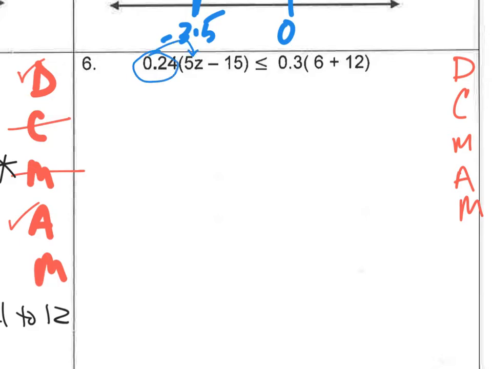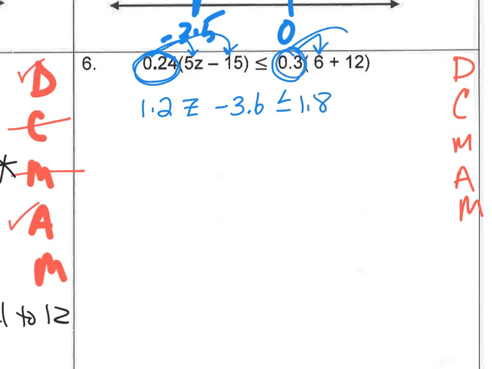So 0.24 times 5 is going to give me 1.2z, and negative 0.24 times negative 15 is going to give me negative 3.6, less than or equal to 0.3 times 6 is going to be 1.8, 0.3 times 12 is going to be plus 3.6.